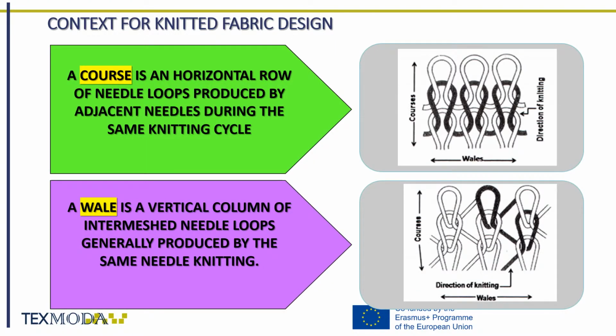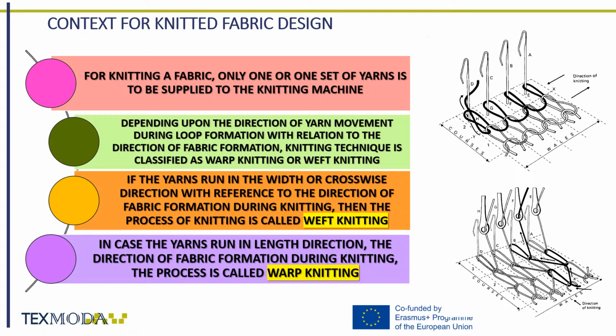A course is a horizontal row of needle loops produced by adjacent needles during the same knitting cycle, whereas a wale is a vertical column of intermeshed needle loops, generally produced by the same needle knitting. For knitting a fabric, only one set of yarns is to be supplied to the knitting machine. Depending upon the direction of yarn movement during loop formation, with relation to the direction of fabric formation, knitting technique is classified as warp knitting or weft knitting.